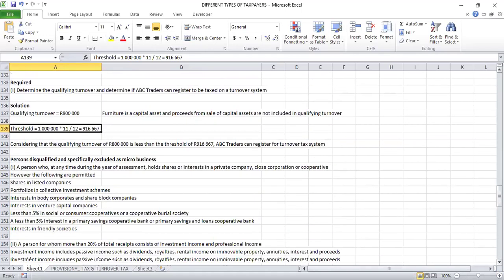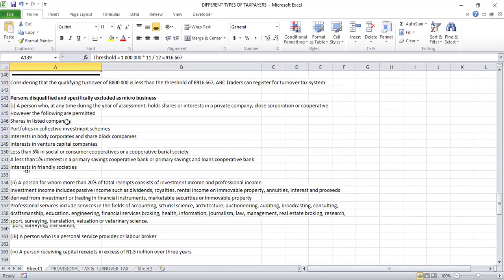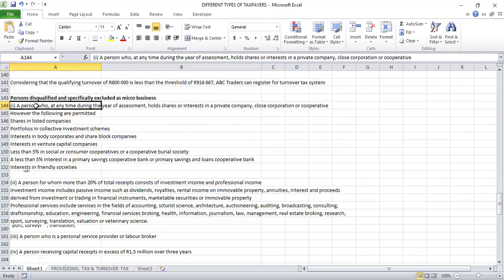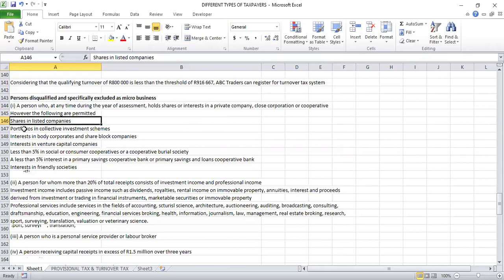Right, there are businesses that are not allowed to register as a micro business. Any persons who hold shares or interest in a private company, close corporation, or cooperative. So if you hold shares in another company, your business cannot be regarded as a micro business. But if you have shares in listed companies, portfolios in collective investment schemes, both corporate and share block companies, if you have in any of these, then you can still be allowed.